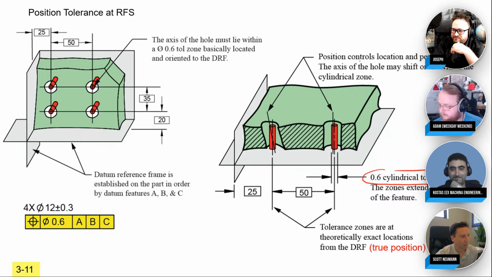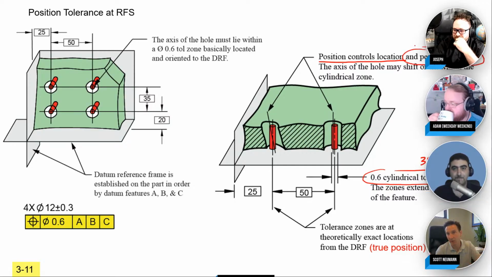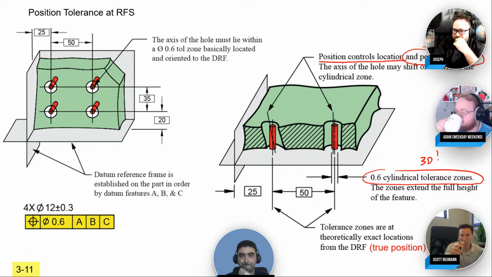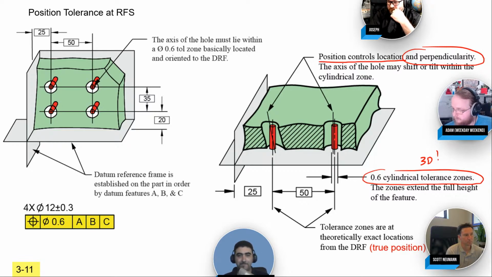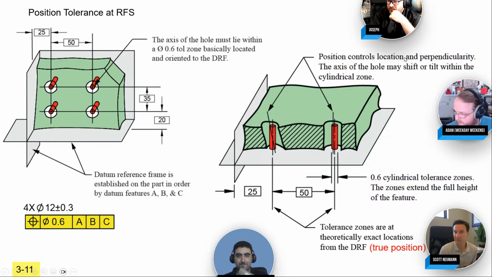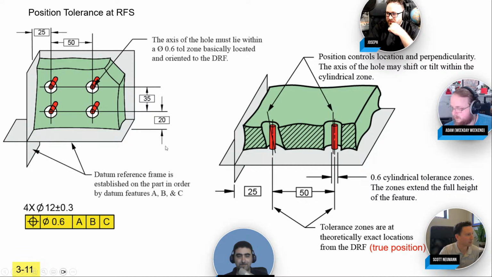So the big thing I remind you here is position controls location. That's its primary use, to locate that hole within its plus or minus 0.3. But because of the 3D nature that you get here, you're also going to get a free orientation with it. So you also control perpendicularity and parallelism to the datum reference frame as well. Very powerful tool. Good stuff. That's kind of the basics of position tolerance. That's what I wanted to start with there.